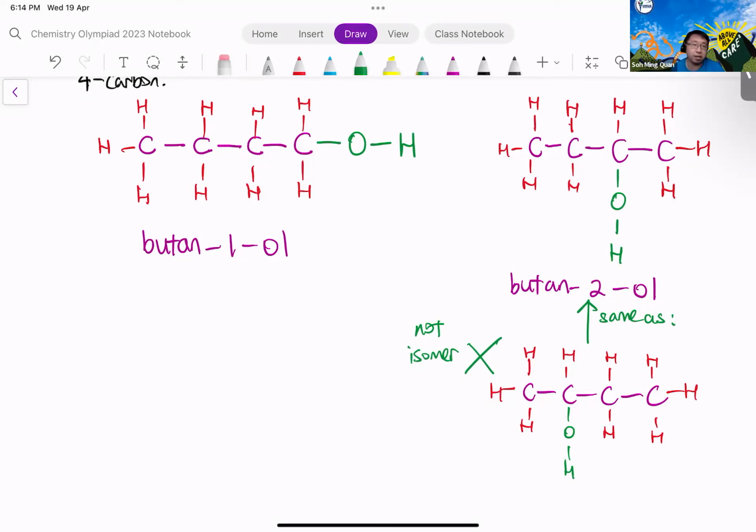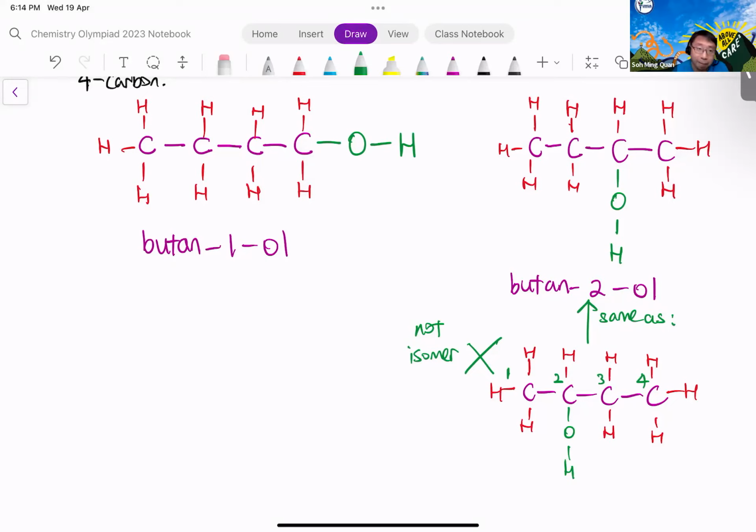Another way to see it is, if you number your carbon atoms, you can start numbering from the left or start numbering from the right. If I start numbering from the right, that is 1, or start numbering from the left, 1, 2, 3, 4. So this is also carbon number 2. Okay, so that's another way to think about it. So actually there are only 2 isomers here, butan-1-ol and butan-2-ol. There's no butan-4-ol as well. Not possible.